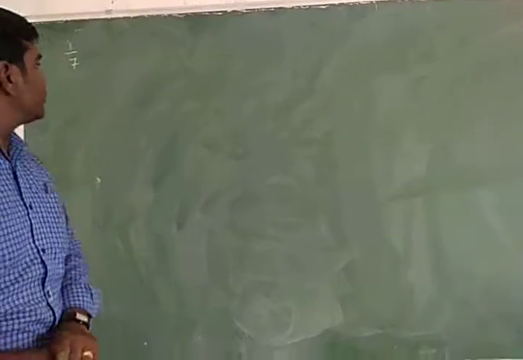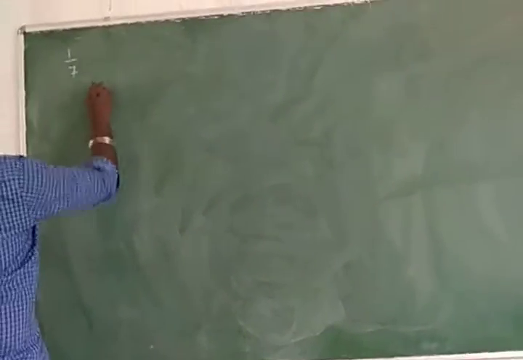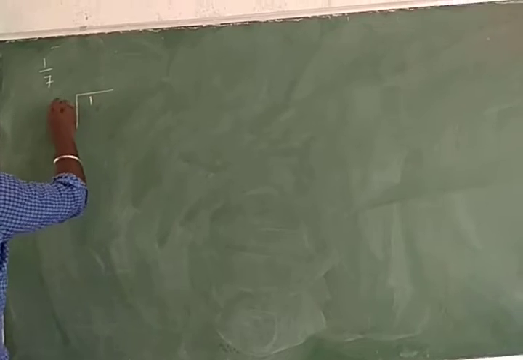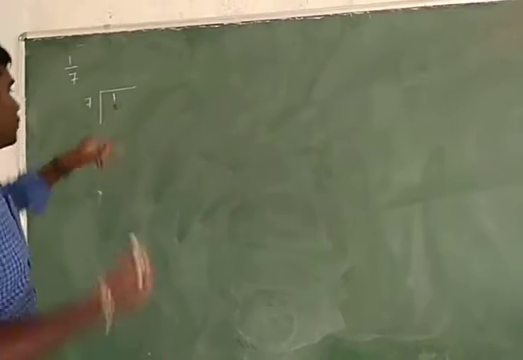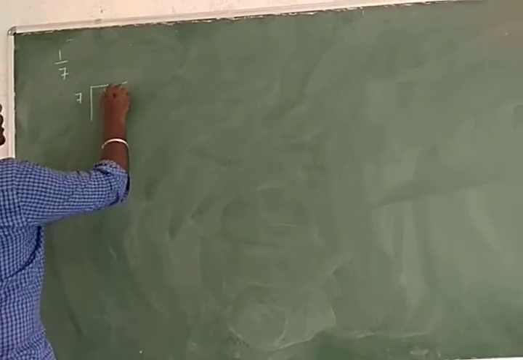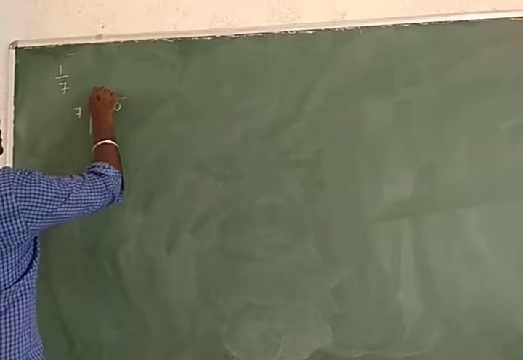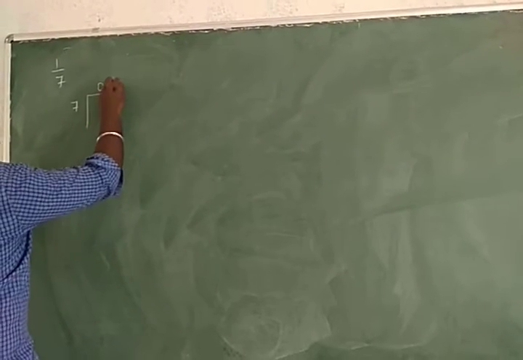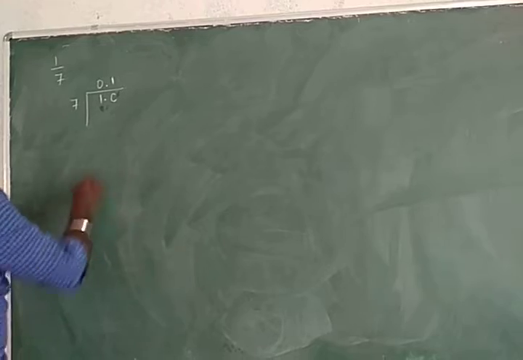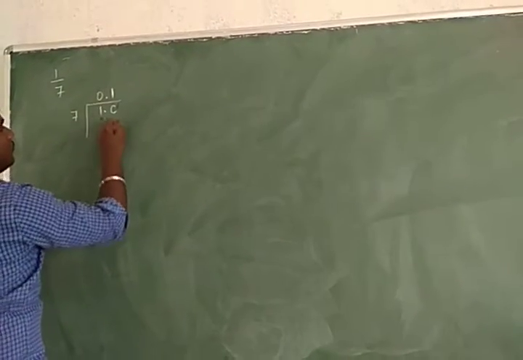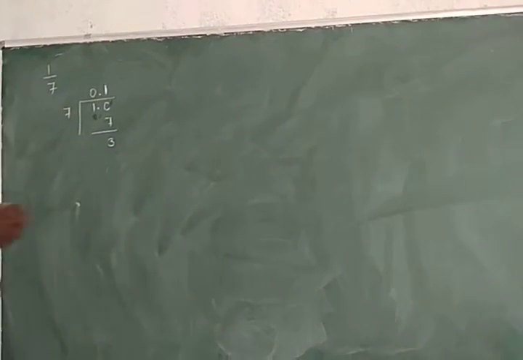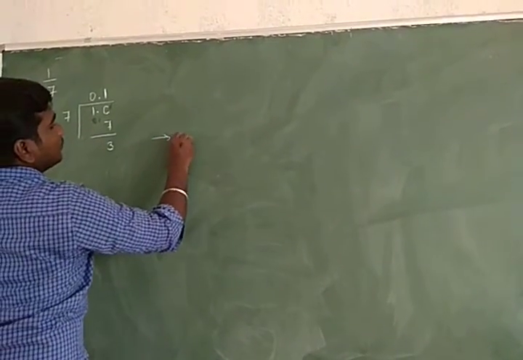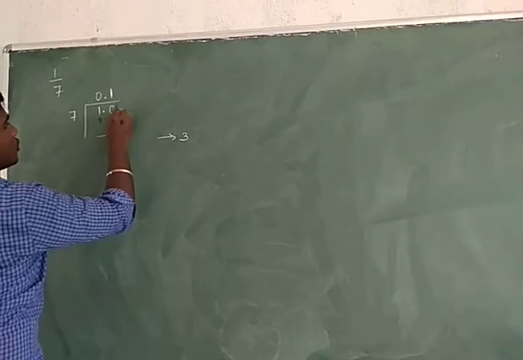Next sum: 1/7, that is 1 divided by 7. We cannot divide here, so you place the point, then add 0. 10: in 10, how many 7s are there? 1 seven. Write it. Remainder 3. Here you note it: remainder 3. Next you add 0.